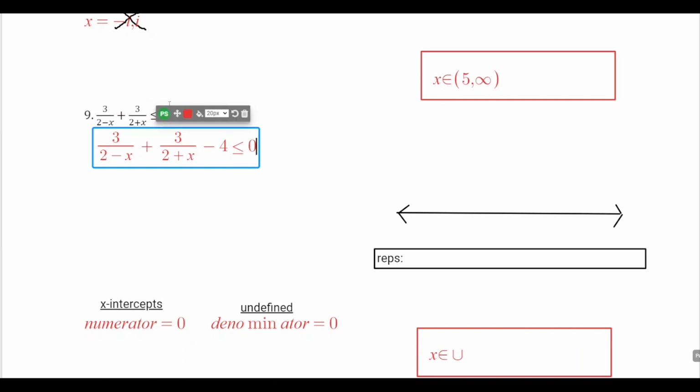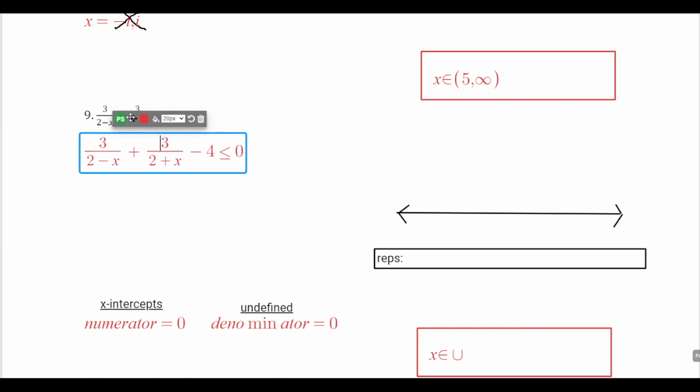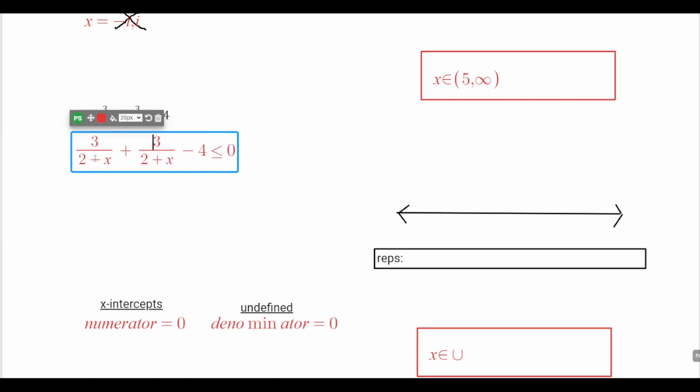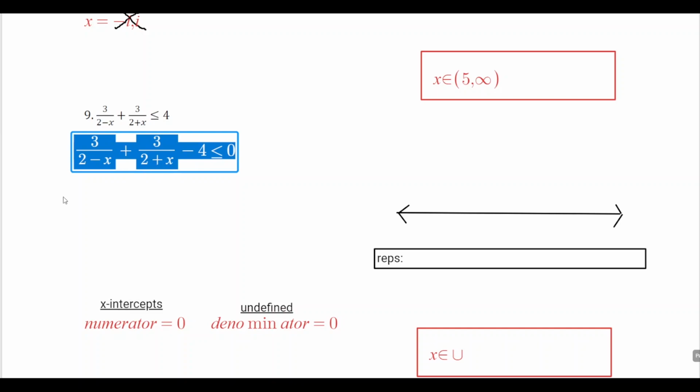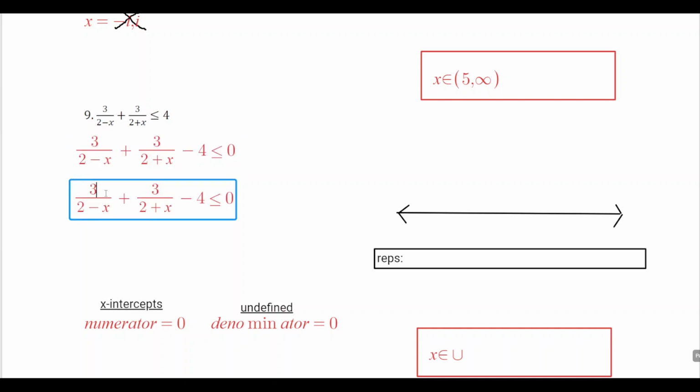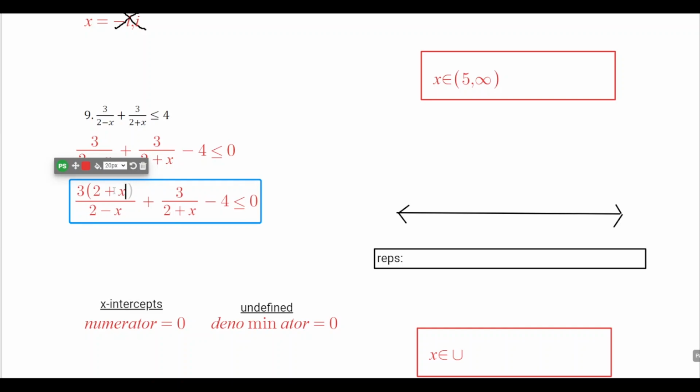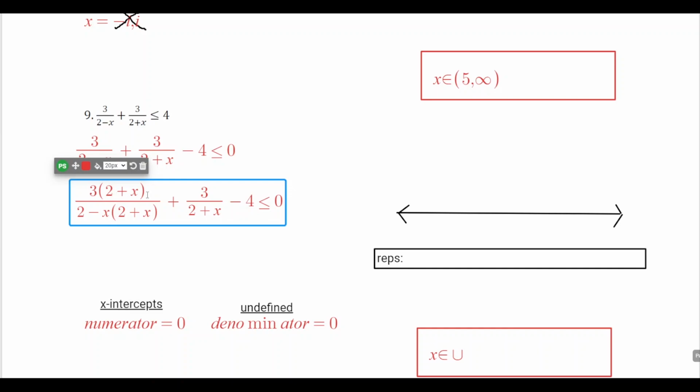And so to find my common denominator here, I need to multiply this fraction by 2 plus x over 2 plus x, multiply this fraction by 2 minus x over 2 minus x, and then multiply this one by both. Okay, and then I'll have my common denominator across the board. So this one I'm going to multiply by 2 plus x, and this one I'm going to multiply by 2 minus x.